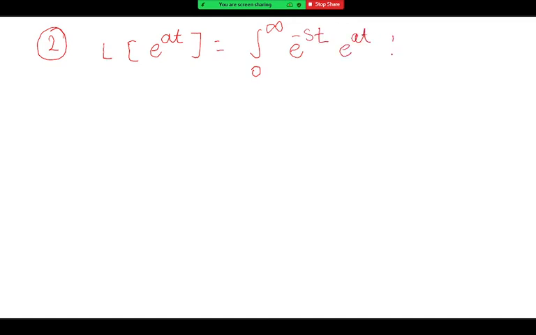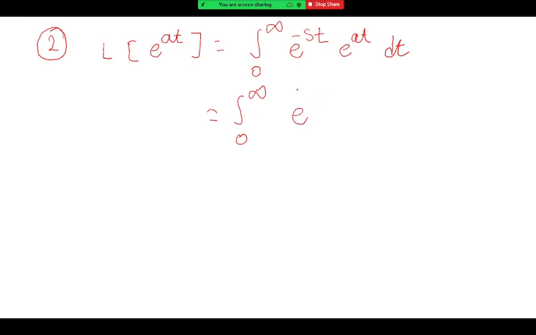Okay, second result. So we take Laplace of e raised to at, by formula, the integration. Tell me the next step. What should be the next step? Sir, adding the powers. Yes, the base is the same, so we'll add the powers.